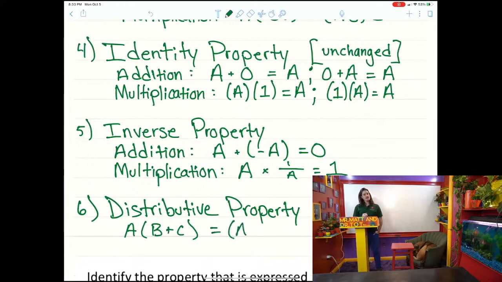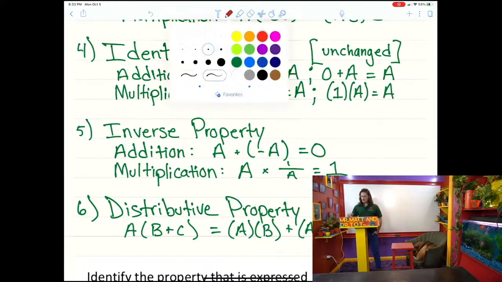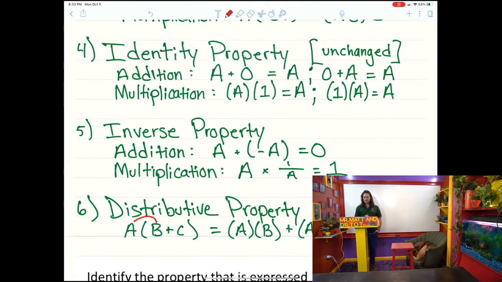Okay, if there are any questions, please let me know. Otherwise, let's take a look at some problems. So I'd like you to identify the property that's being expressed. So I'll give you 2 minutes. Please look at 1 and 2.